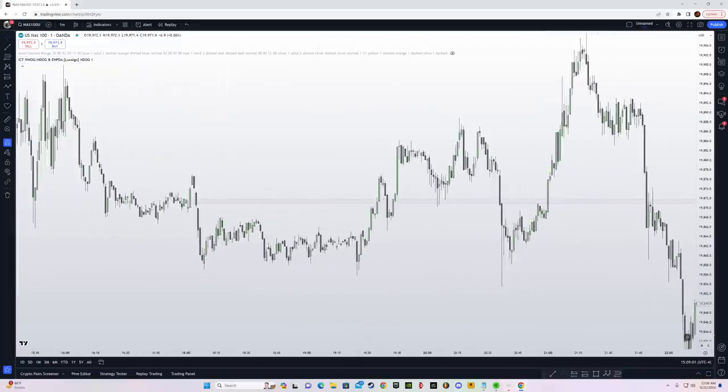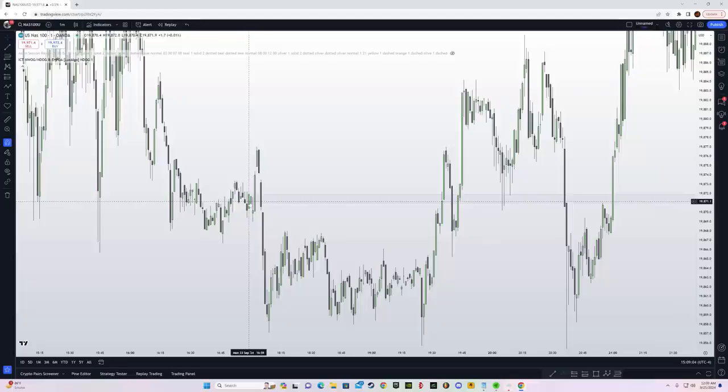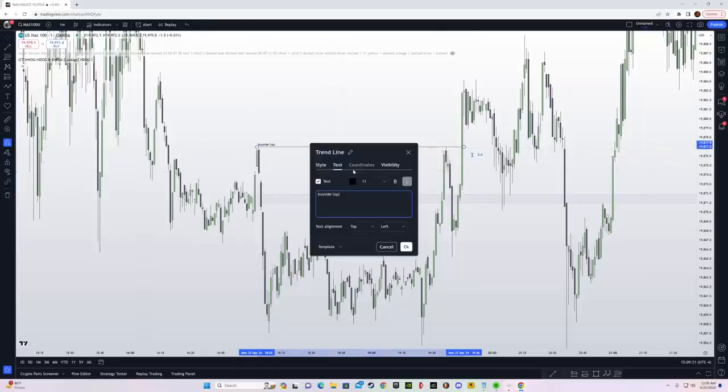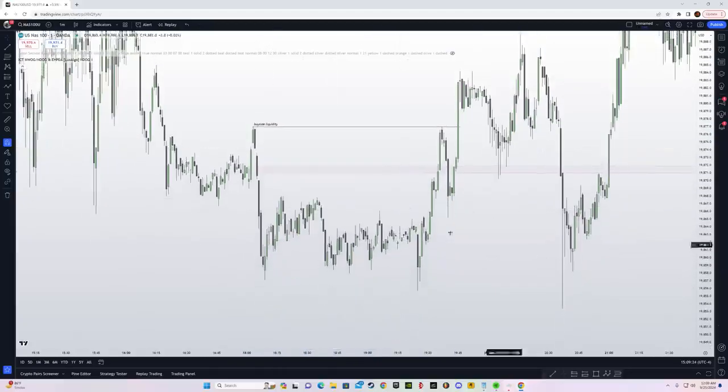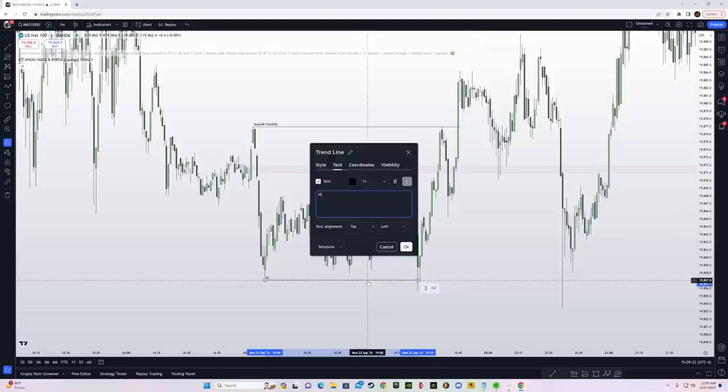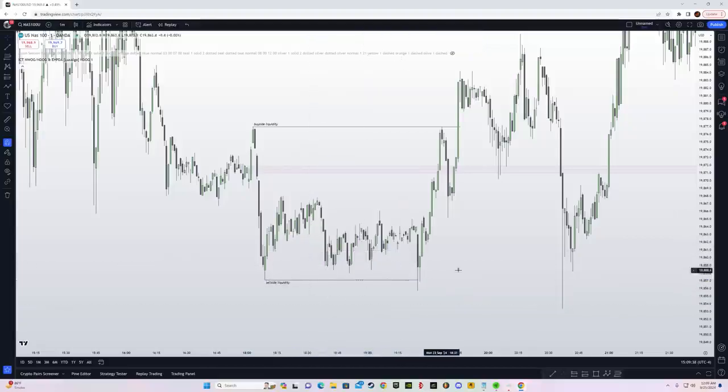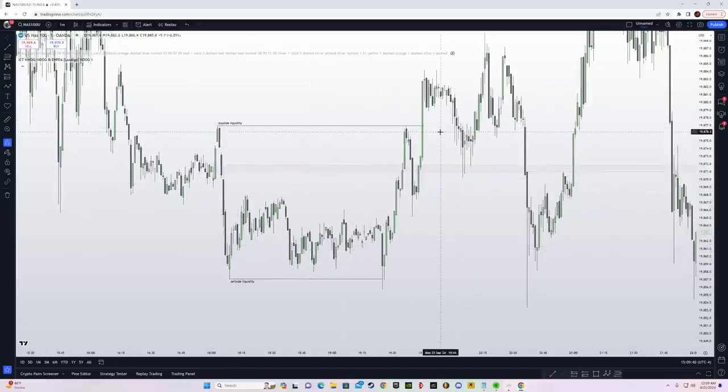So notice what happens here, right? This is the opening gap from 1659 to 18, when you're going to get the new day's opening gap. And then what price does, you can clearly see we go up and engineer buy side liquidity, right? So I'm just going to mark this out. This is buy side liquidity. And then you can literally see that we go below and then we engineer sell side liquidity. So that happened today. So sell side liquidity, right? So we have our buy side and sell side liquidity.